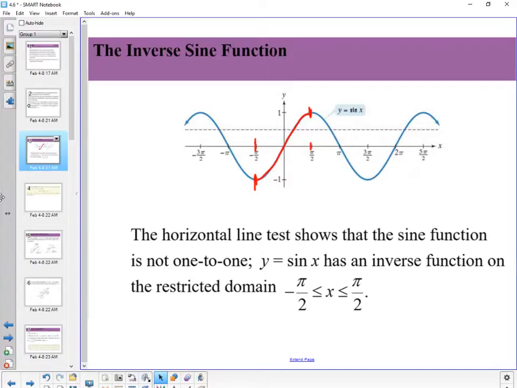So if you take a look at this, that piece has an inverse. The rest of it, not so much, right? Why that? Because at this piece, every x has one y and every y has one x only. If I were to go any further, the y's would repeat themselves, wouldn't they? Once I've hit that apex and I start my way down, all the y's would start repeating themselves. Does that make sense? So we're going to limit from here to there when we look at the inverse sine function, okay?